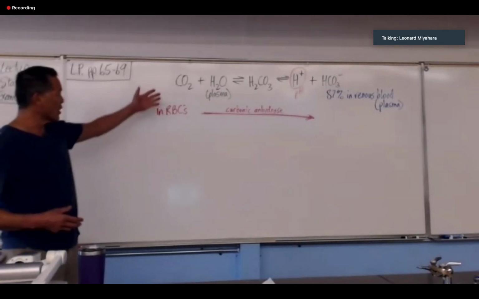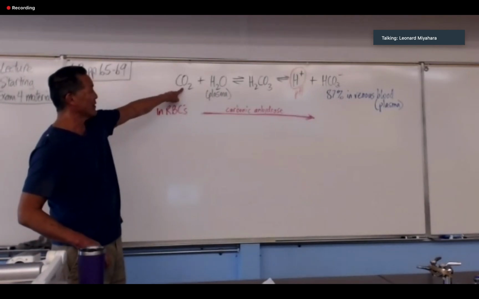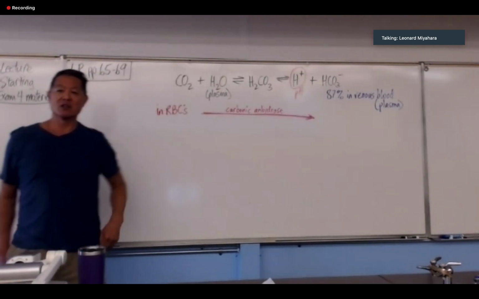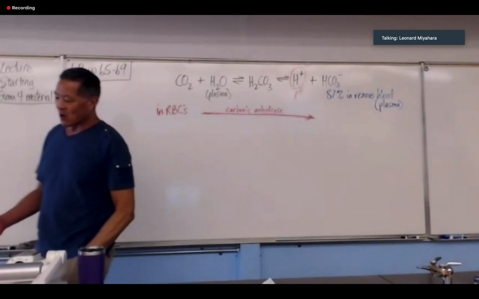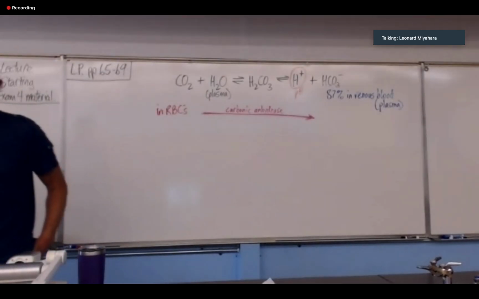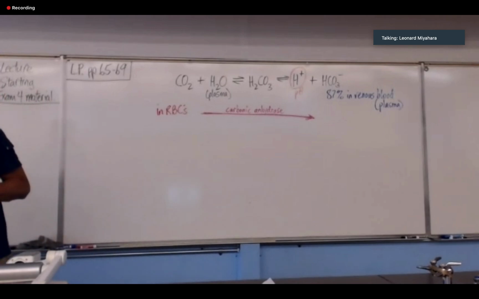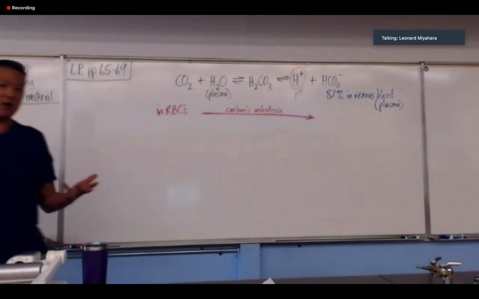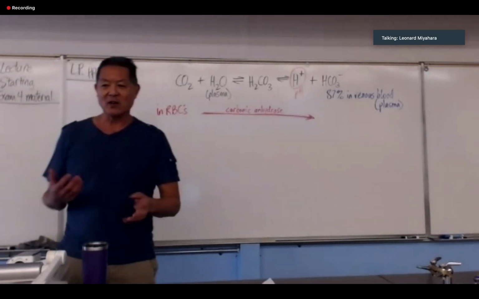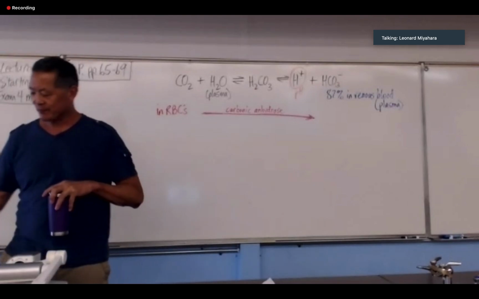If you're doing aerobic cellular respiration, you're going to have this, that's going to contribute to acid. If you do anaerobic respiration, you're going to generate lactic acid. And lactic acid also releases hydrogen ion. So whether it's aerobic or anaerobic, you're going to increase acidity.